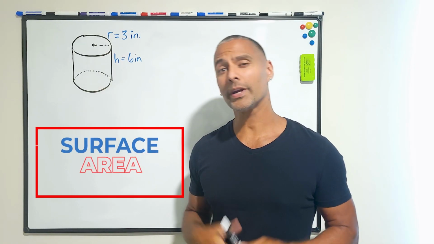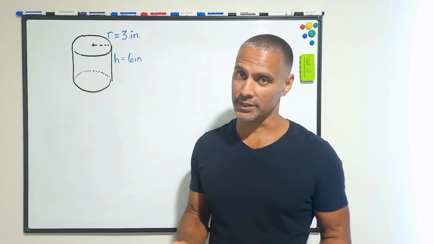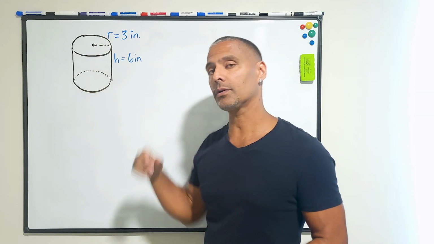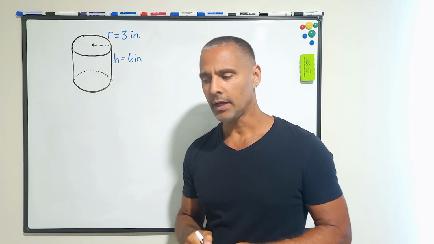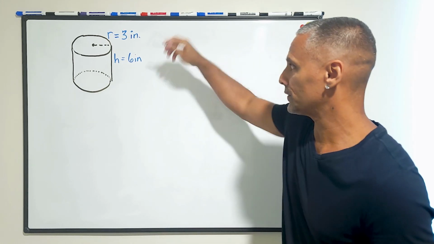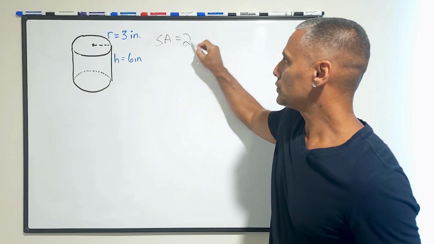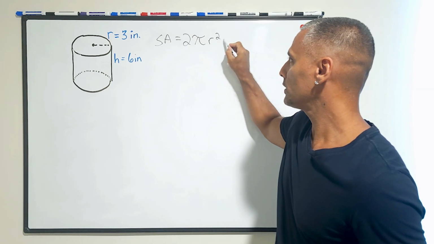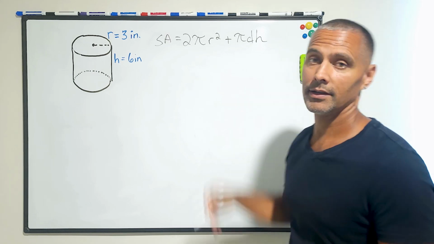In this tutorial, we're going to practice finding the surface area of a cylinder. Now, a cylinder has three surfaces: a pair of congruent circles and one rectangular surface that wraps around the side of our cylinder. The formula to determine the surface area of a cylinder is 2 pi r squared plus pi times diameter times the height of our cylinder.